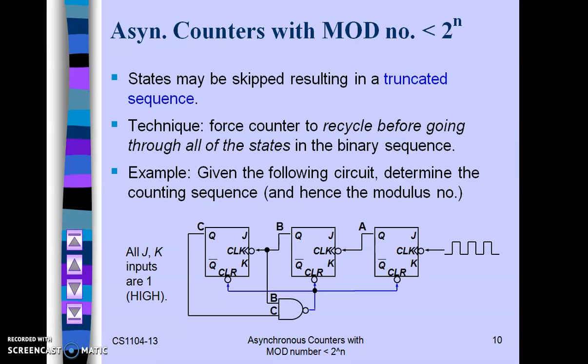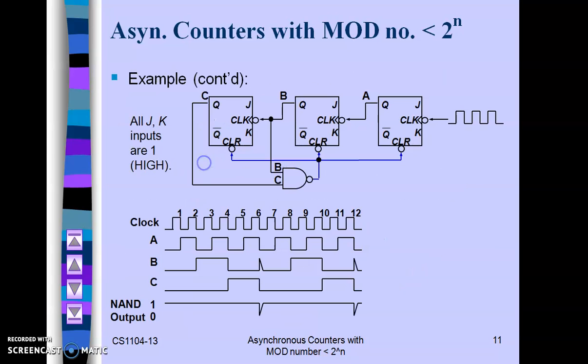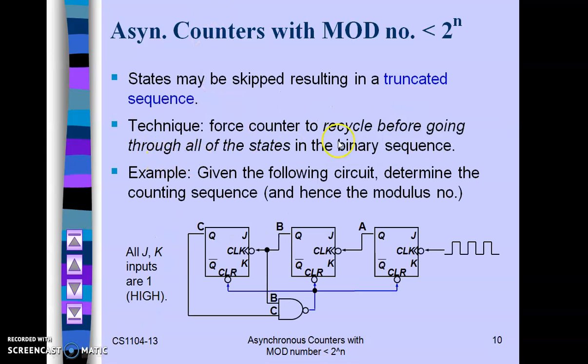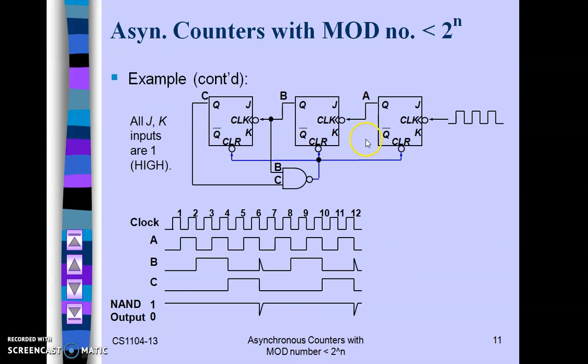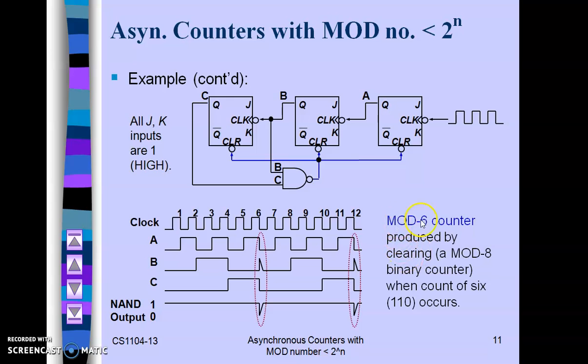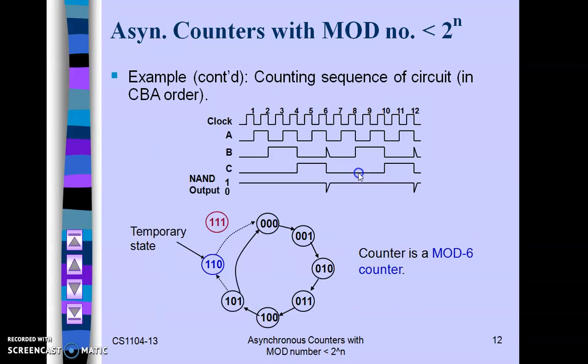Another concept is the mod counter. A mod counter means that depending on the user's choice, we decide how many states to count. So it requires logic for the clear. Here is a mod 6 counter, produced from 3 flip-flops, so there are a total of 8 states, but 2 states are ignored. Here is a state diagram that shows exactly what happens.